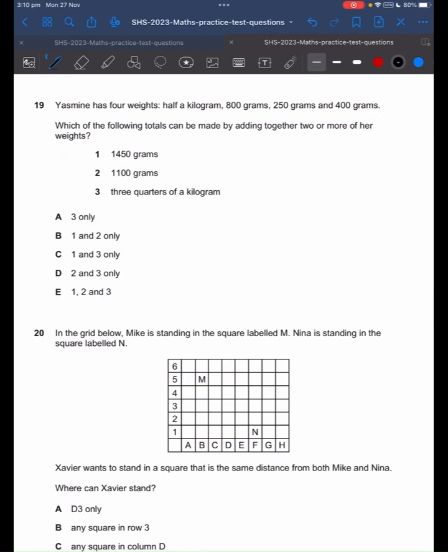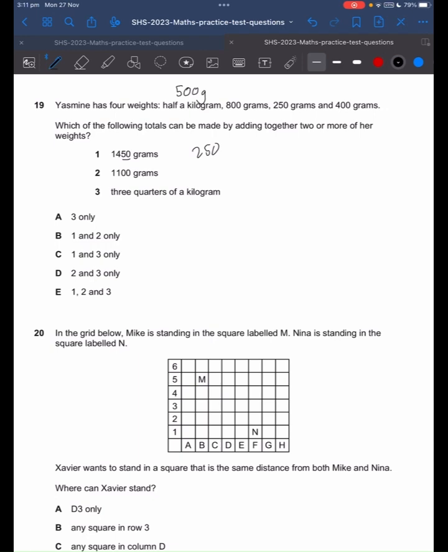Yasmin has 4 weights: half a kilogram, 800 grams, 250 grams, and 400 grams. To make our lives easier, let's convert this to grams. So half a kilogram is 500 grams. Now, we want to see how many of the following totals can be made by adding them together. This requires a bit of guess and check, but we can use the hints that are given. So 1450 grams, it ends with 50, so we know for this to be possible, we need 250 grams.